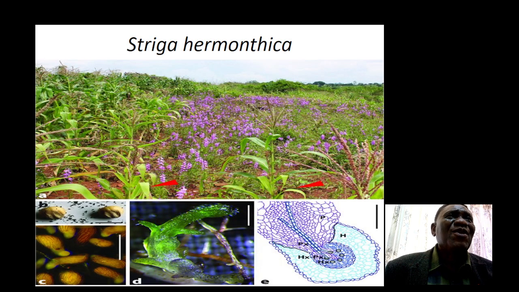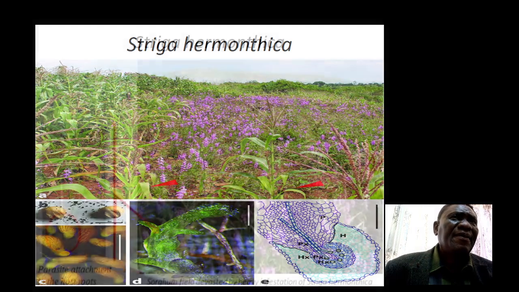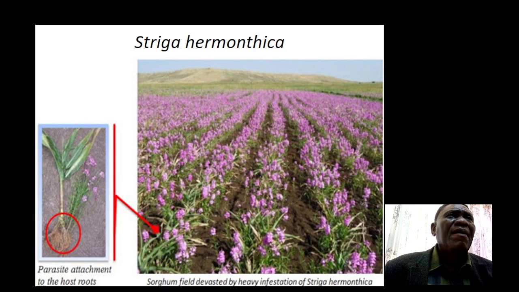This one is Striga hermonthica, which is found in Tanzania, Kenya, as well as West Africa, Nigeria, and the other countries surrounding Nigeria. We don't have this parasite in Southern Africa. Here is Striga hermonthica again, found, probably this is Sudan, and East Africa.